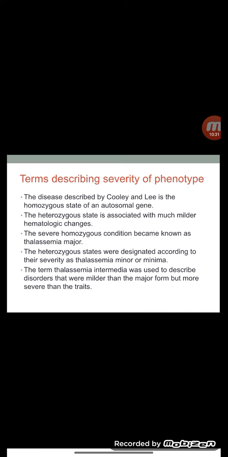The disease described by Cooley and Lee is the homozygous state of an autosomal gene. The heterozygous state is associated with much milder hematologic changes. The severe homozygous condition became known as thalassemia major. The heterozygous states were designated according to the severity as thalassemia minor or minima or even intermedia. The term thalassemia intermedia was used to describe disorders that were milder than the major form but more severe than the traits.